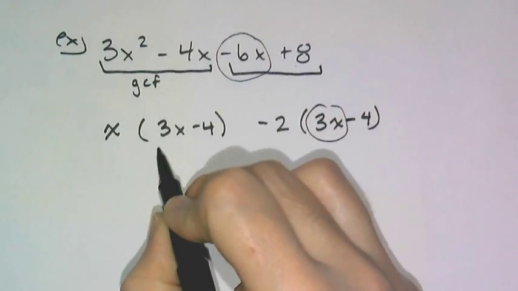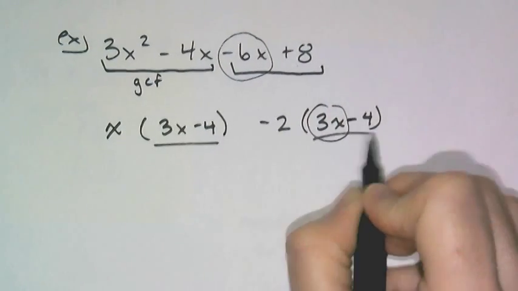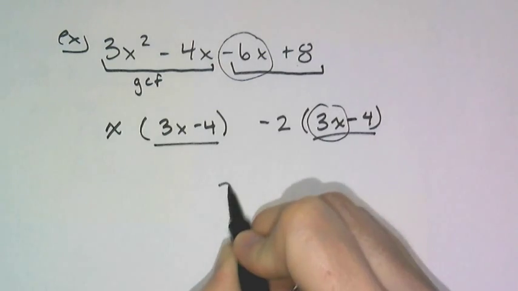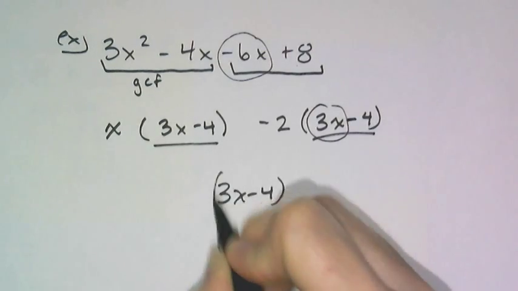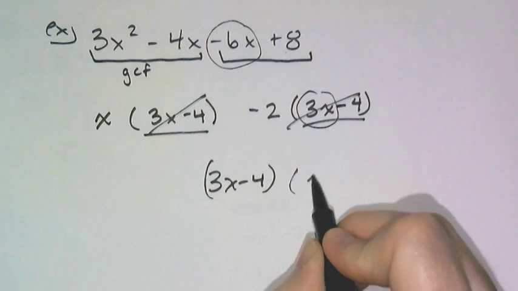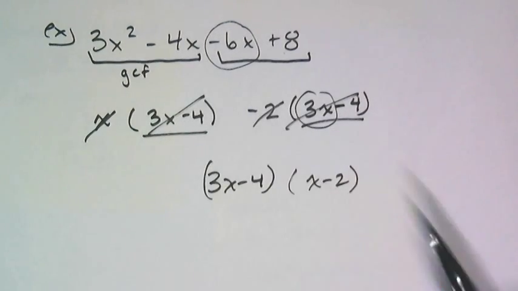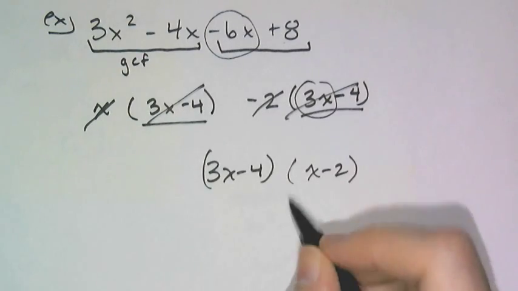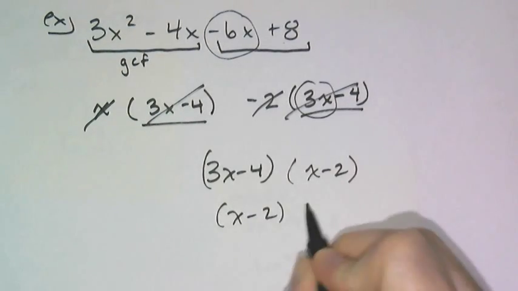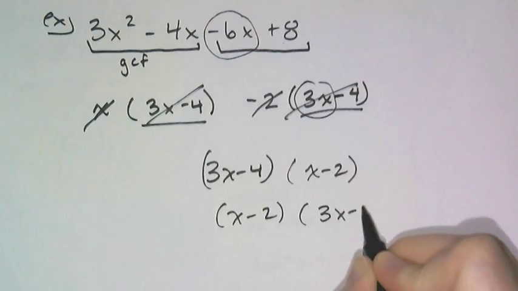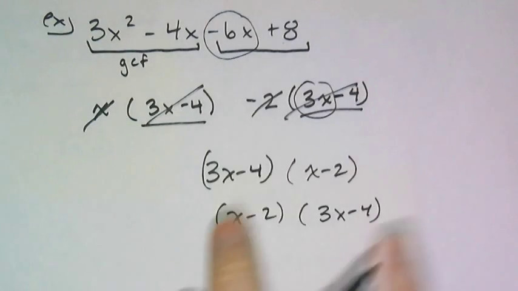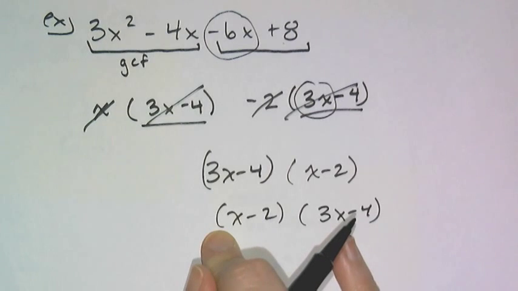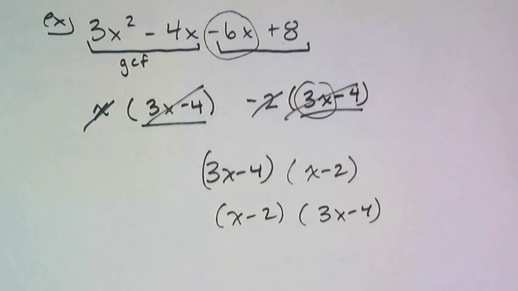So I'm halfway there. I see that I have a 3x minus 4 common to both. So I have 3x minus 4 as one factor. And then my leftovers, x minus 2, make up my other factor. Now, one quick note. 3x minus 4 times x minus 2 is exactly the same as x minus 2 times 3x minus 4. There's no difference. I just use the commutative property to rearrange them. That's all.